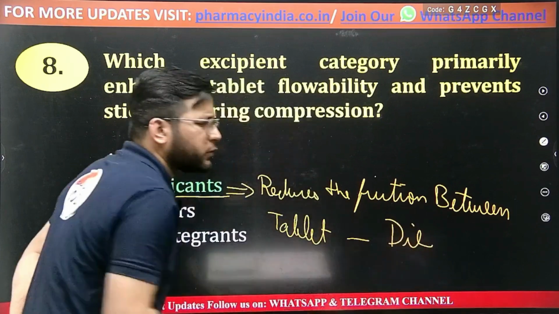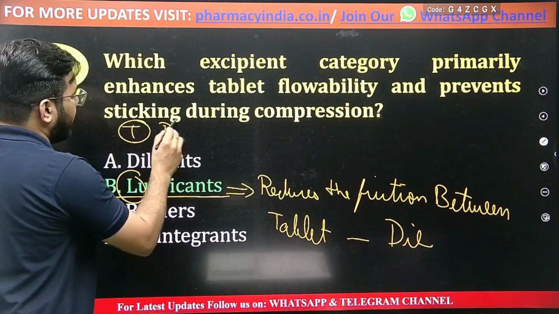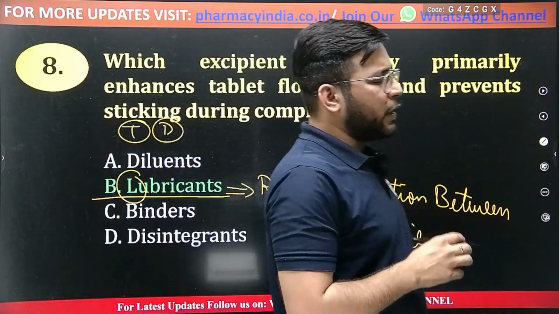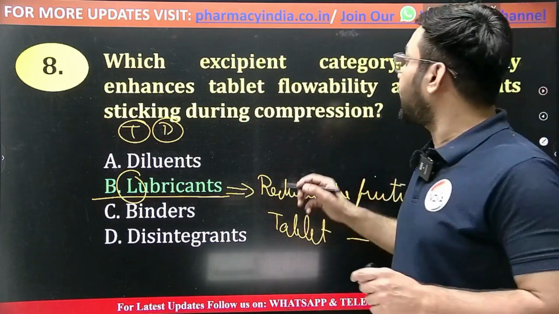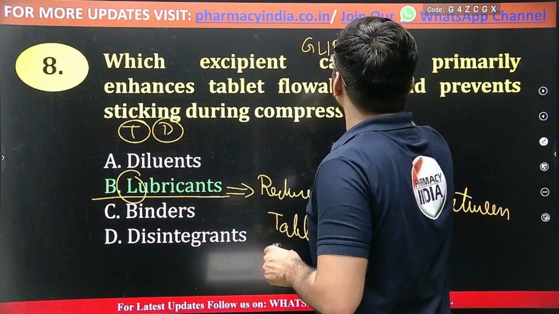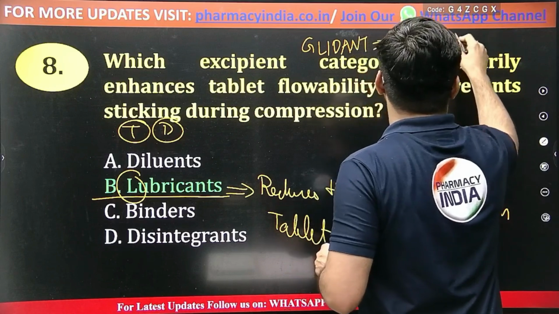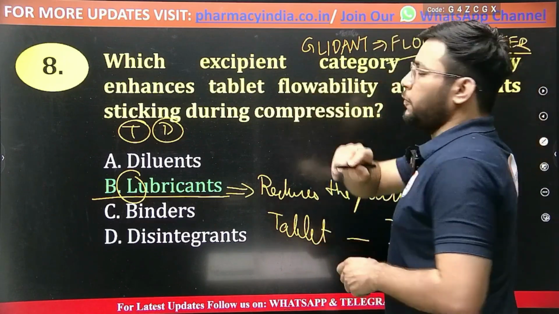You can also learn with a trick, that is LTD. T for tablet and D for dye. And one important term is also the glidant. Glidant works as a flow promoter, through which we can promote our flow.